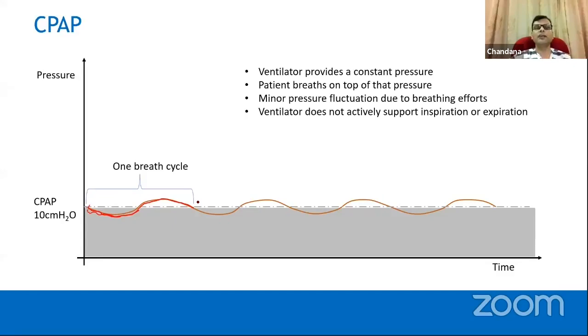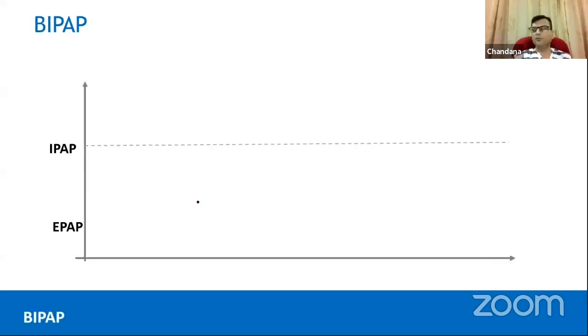As I told you, this ventilator provides a constant pressure, and the patient breathes on top of that pressure. There can be minor pressure fluctuation due to the breathing efforts. The ventilator does not actively support inspiration or exhalation. When you compare that to BiPAP, the older devices used CPAP. They used various kinds of devices to provide CPAP, but the later devices added what we call BiPAP, because CPAP did not support inspiration and did not support exhalation actively.